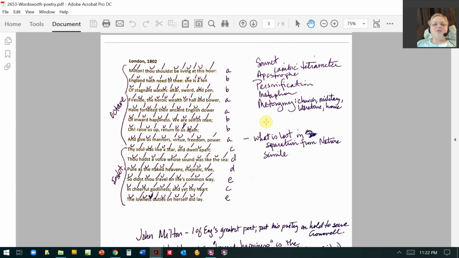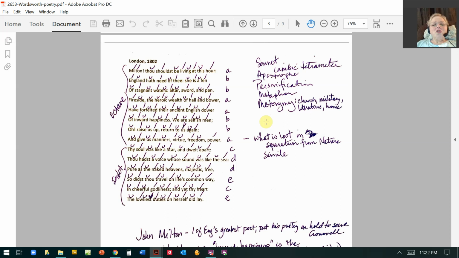England hath need of thee. She is a fen of stagnant waters, altar, sword, and pen, fireside. The heroic wealth of hall and bower have forfeited their ancient English dower of inward happiness. We are selfish men. Oh, raise us up, return to us again, and give us manners, virtue, freedom, power.